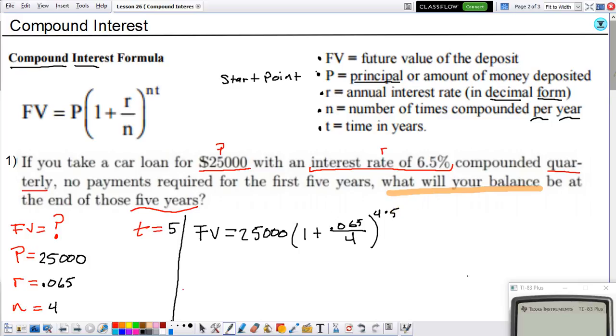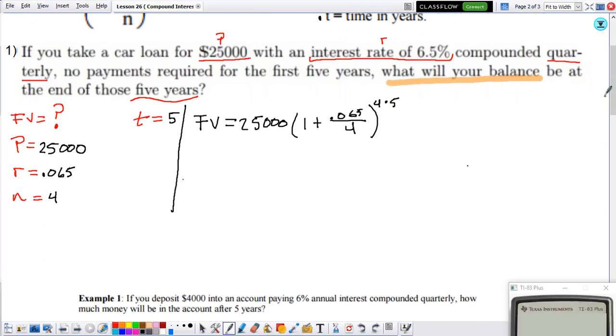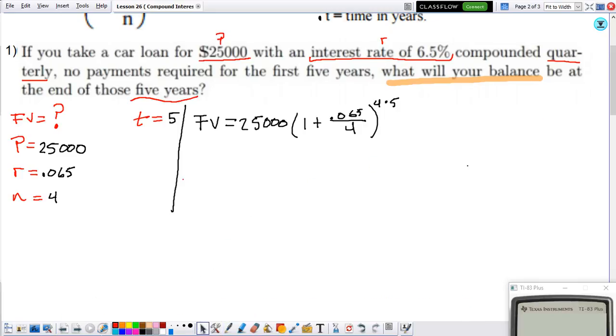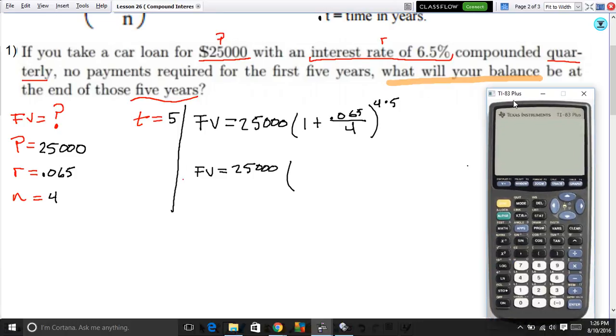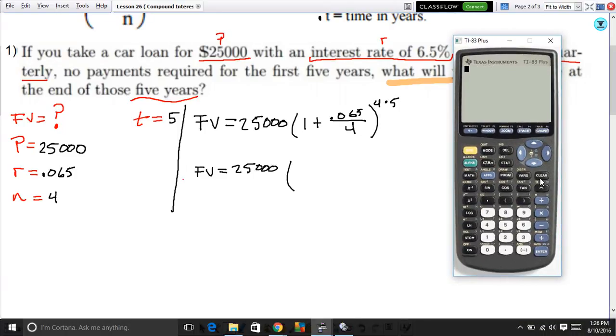All right, this is what we have. All we got to do now is just plug in those values. I always like to do it by parts. First, figure out what you have inside the parentheses. I first like to do just the division. So let's divide 0.065 divided by 4. This small expression is equal to 0.01625.